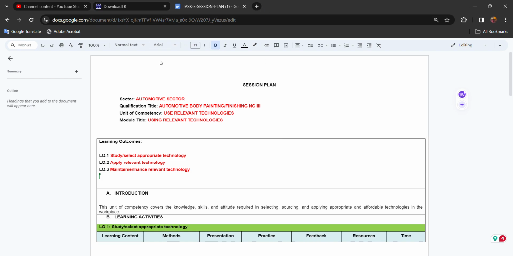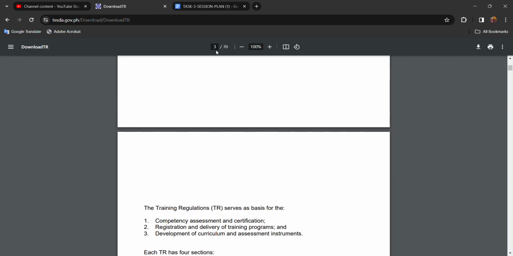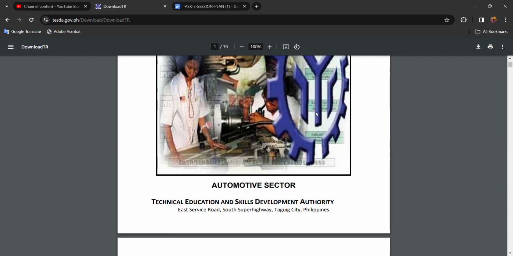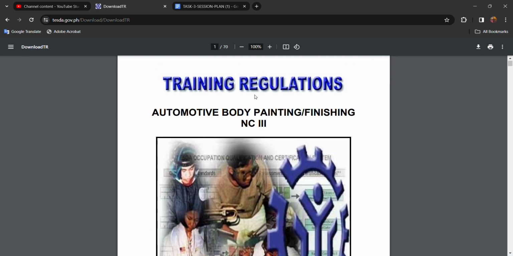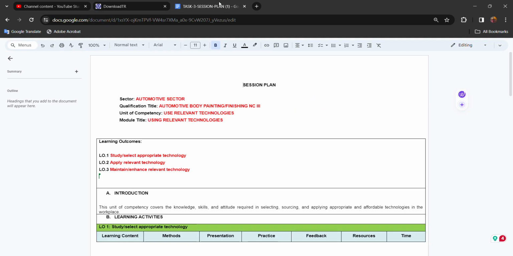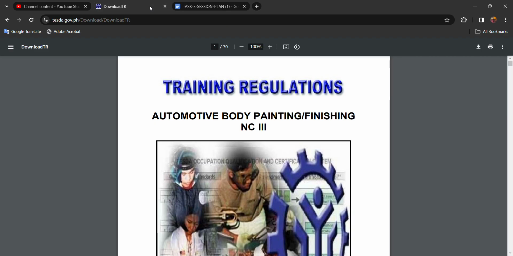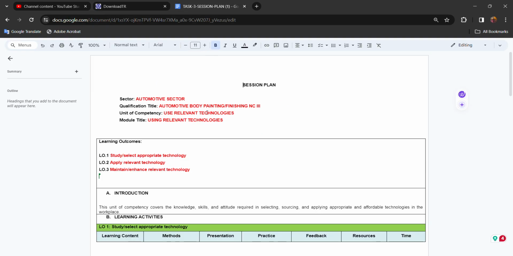First, how I got the sector, which is the automotive sector. I got the automotive sector from the first page, which was this one. I copied it, and also the qualification title, which is automotive body painting and finishing. I also got it from the first page, and this is it. I copied it and pasted it here.